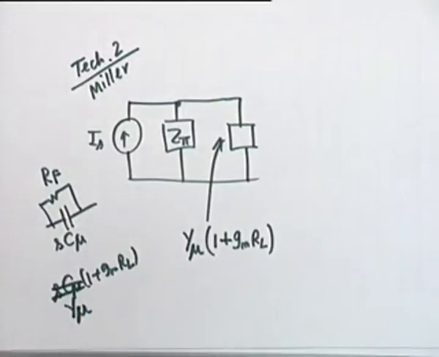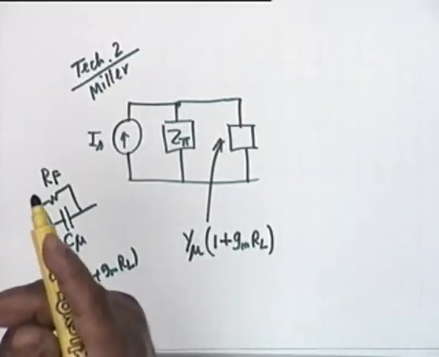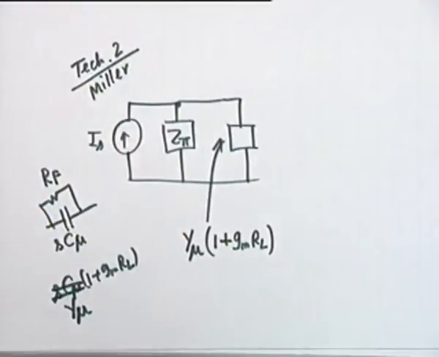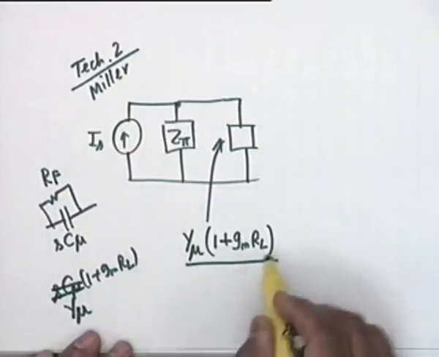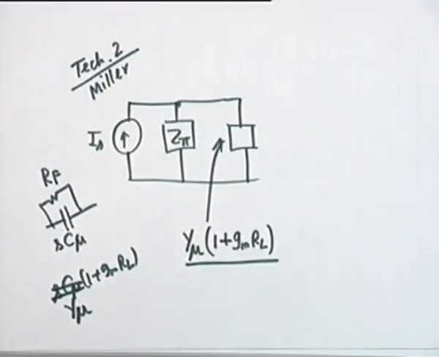Is the point clear now? Instead of a pure capacitance, we have a capacitance in parallel with a resistance. So, you take the total admittance and reflect this as Y mu times (1 plus GMRL).